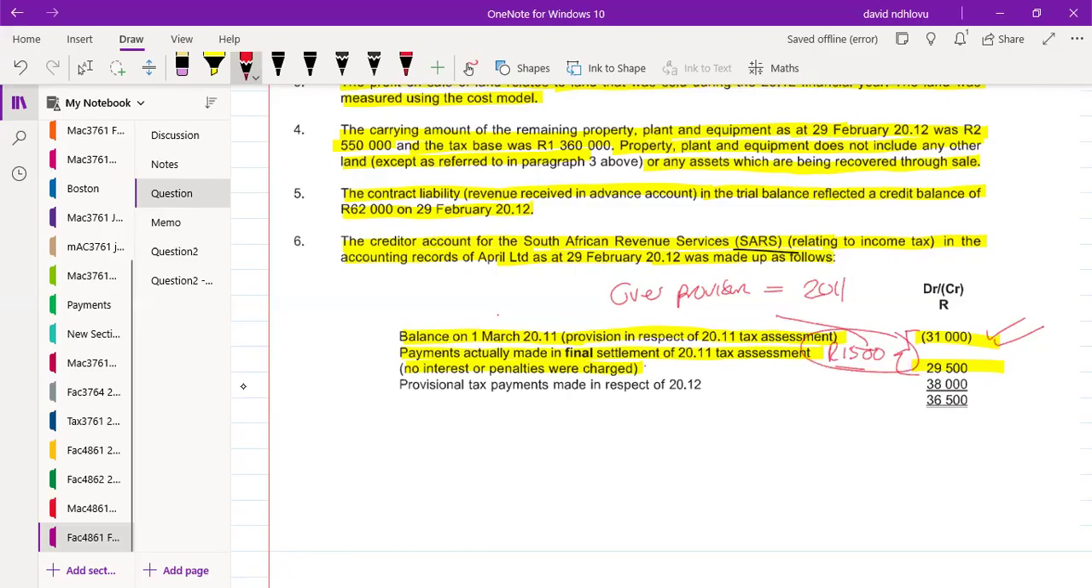Right, so that figure of 1.5, you need to deduct it from your income tax expense for the current year. Right, then we have what is called a provisional payment made in respect of 2012. Now, provisional tax payments is a system provided by SARS to allow taxpayers to pay periodically and in advance before the payment is due by SARS.